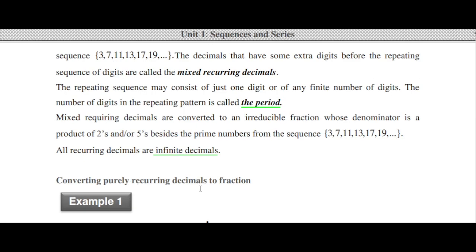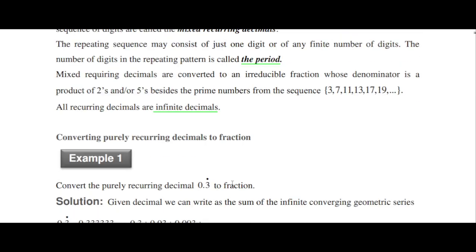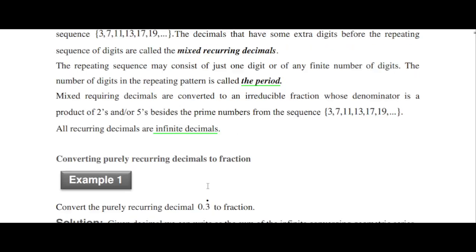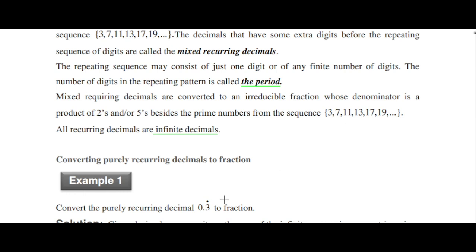Converting purely recurring decimals to fractions. Example 1. Convert the purely recurring decimal 0.3 recurring to a fraction. Let's convert this to a fraction. So 0.3 with a dot, the repeated term will be 3. So this can be expressed like this. This is equal to 0.333 and so on.